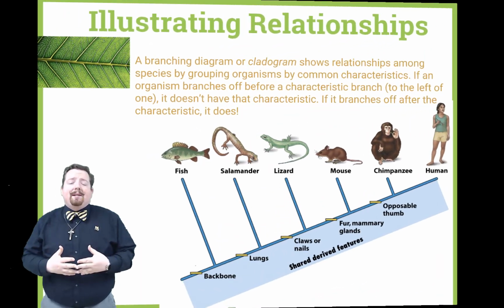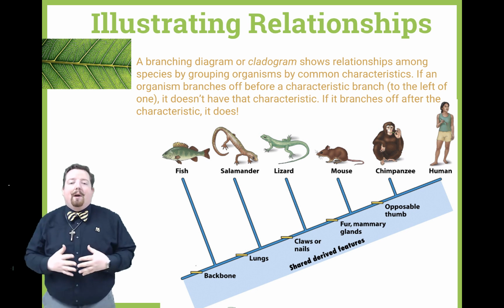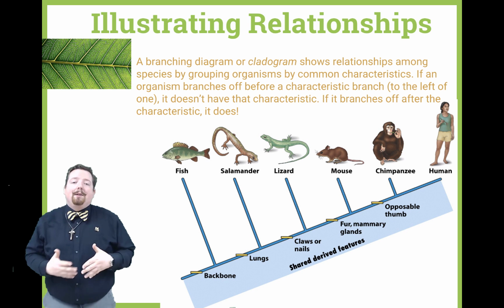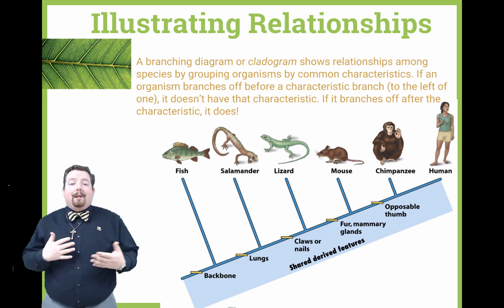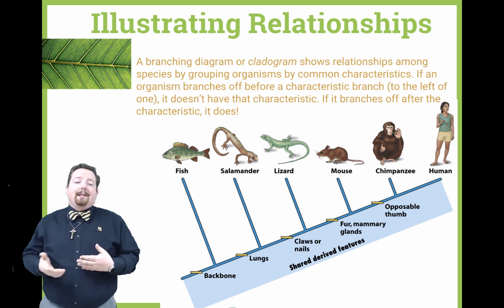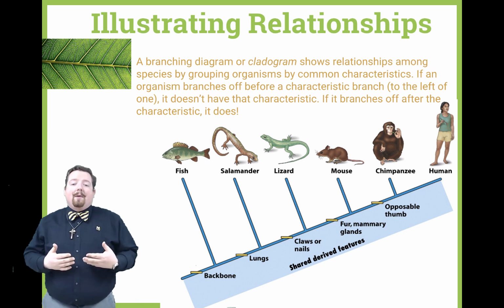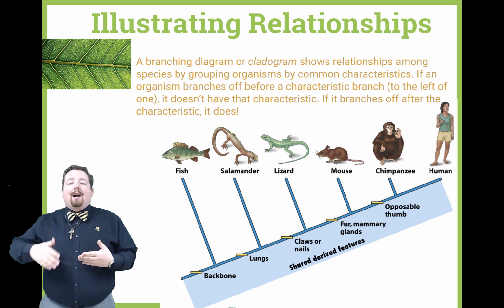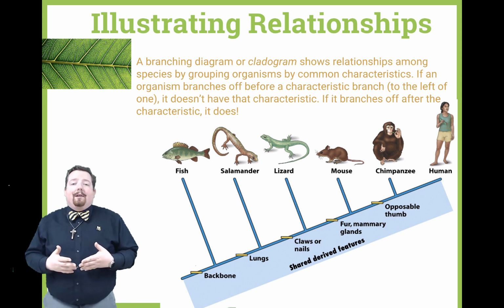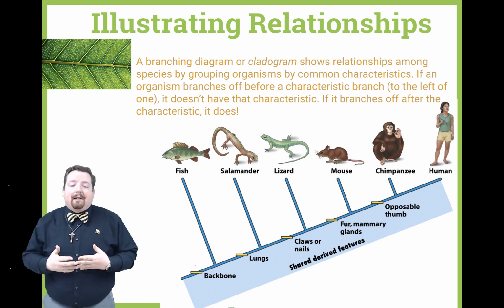There's a couple of ways that scientists like to illustrate how organisms are related. One very important one is the branching diagram, also known as the cladogram. This shows a relationship among different species by grouping the organisms by common characteristics. So if an organism on your cladogram branches off before a characteristic that's listed, then it does not have that characteristic. However, if it branches off after that characteristic is listed on the graph, then it does have that characteristic.